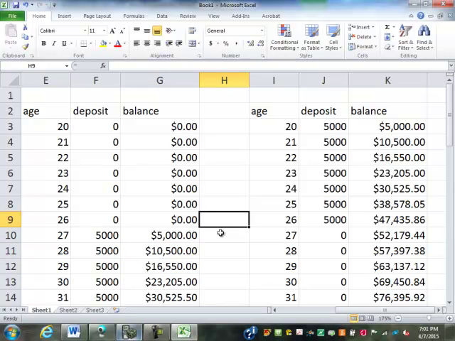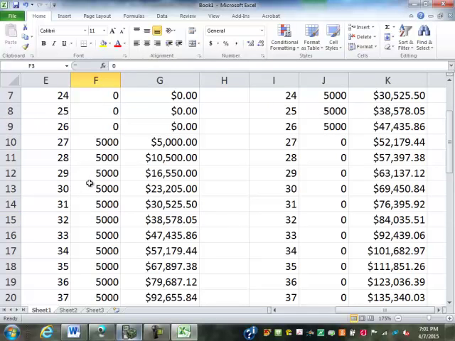Why? Compound interest. The money that you put in at 20 is sitting there for 45 years. The money you put in at 30 is only sitting in there for 35 years. 10 years less interest.